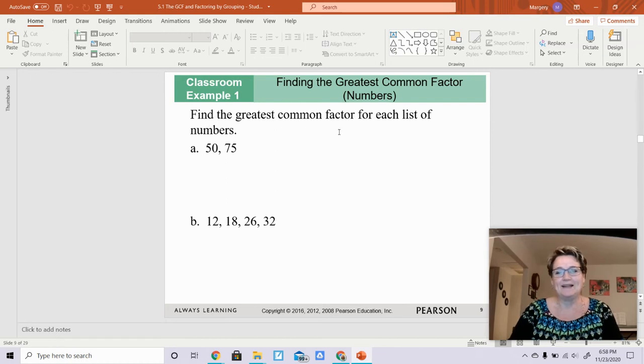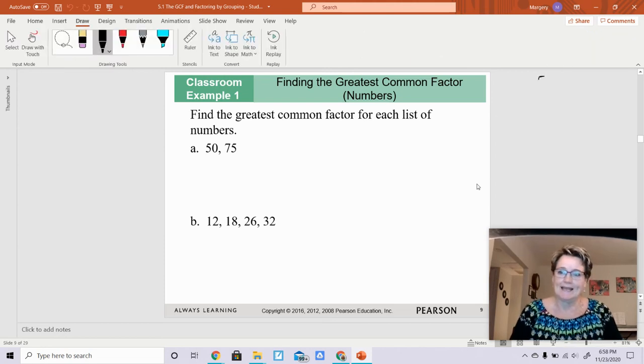First of all, find the greatest common factor for each list of numbers. So what we're going to do today is I'm going to write out the numbers, and I'm going to use a factor tree. And this is how I do them. So I get the number 50, and I'm going to use a factor tree. And I try to just pick 2 numbers that I know offhand.